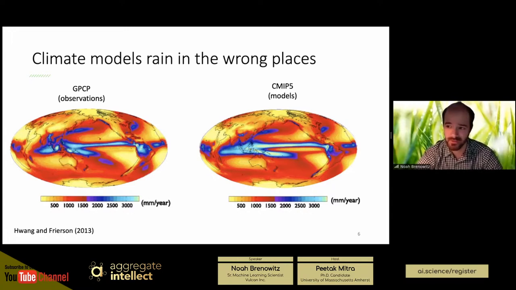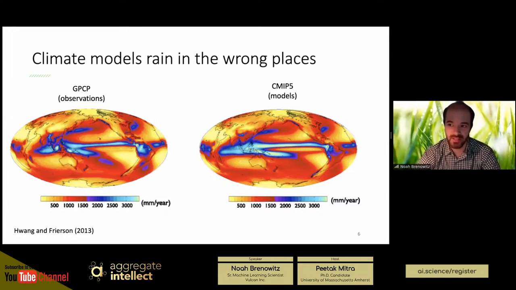For instance, if you look at the average precipitation over the observations from satellite on the left and models on the right, you can see that there's a big disagreement in the total amount of annual precipitation. In particular, there's a region in the models that tend to predict a larger amount of precipitation in the eastern Pacific than occurs in reality. This is known as the so-called double ITCZ, or intertropical convergence zone bias. It's one of many known biases in how current climate models represent the current climate.